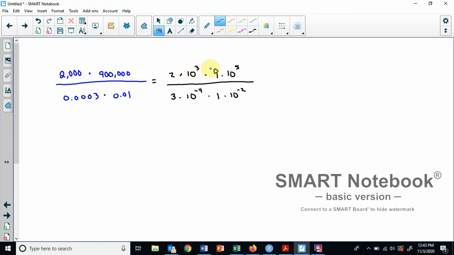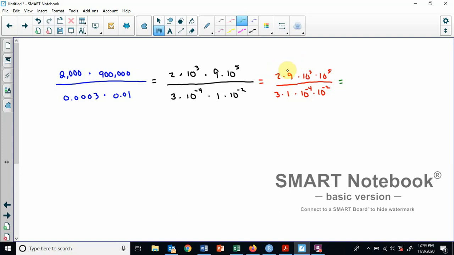These are just 4 things up top being multiplied and 4 things on the bottom being multiplied, and the order of multiplication does not matter. So I could rewrite this as 2 times 9 times 10 to the 3rd times 10 to the 5th. And on the bottom, I could rewrite it as 3 times 1 times 10 to the negative 4th times 10 to the negative 2. You may not see why I'm doing this yet, but you can rearrange multiplications, and all I have on the top are multiplications. All I have on the bottom are multiplications. Let me show you why I'm doing that.